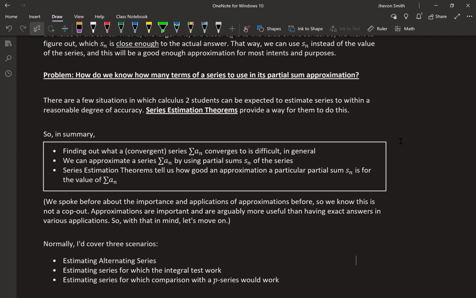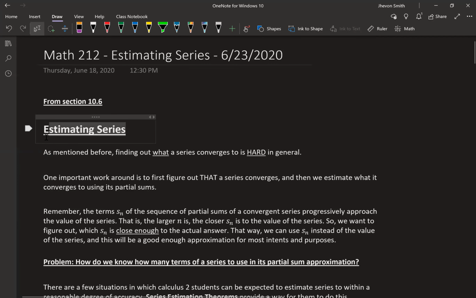How can I approximate the answer very efficiently? Right? So this brings us to a situation from where we have to add up an infinite number of terms to where we just have to add up a finite number of terms to approximate what the answer would have been if I could add up an infinite number of terms, right? So that's what this section is about. It's called estimating series, using a finite number of terms to approximate what the infinite number of terms would have converged to.